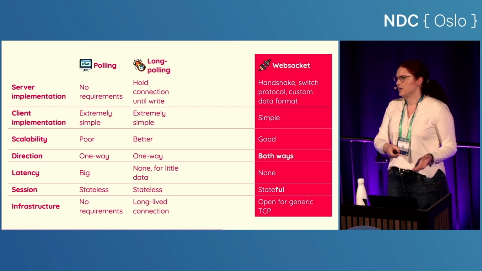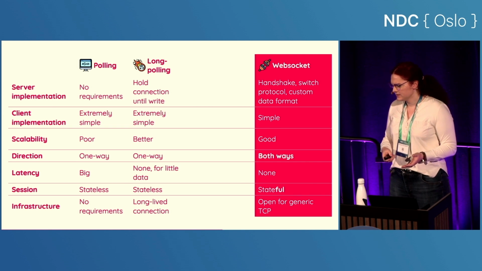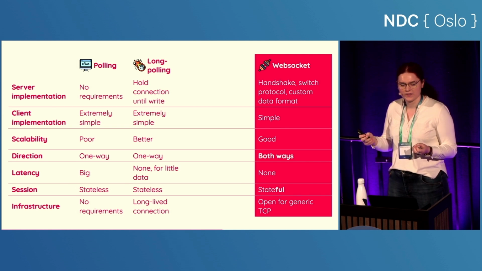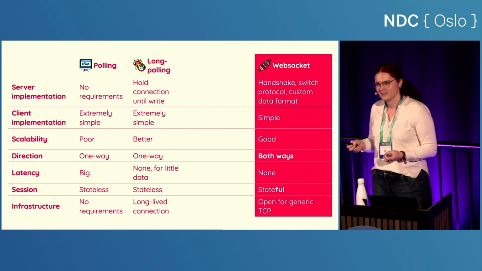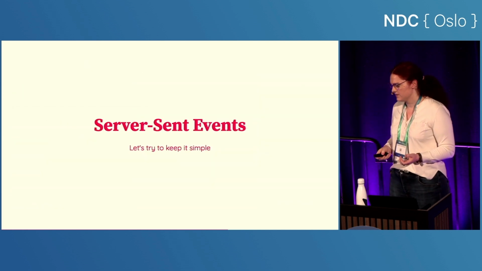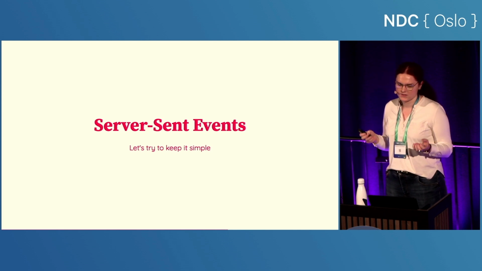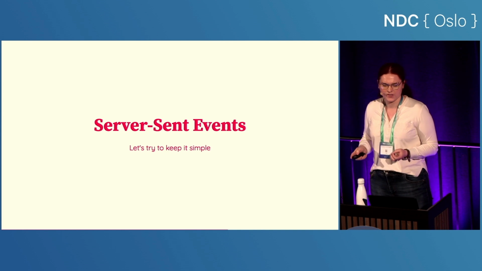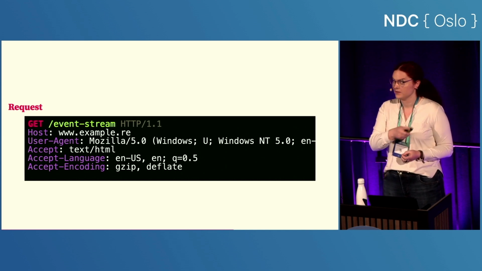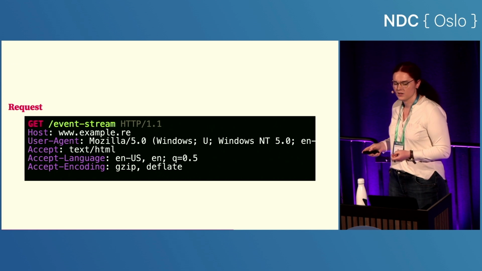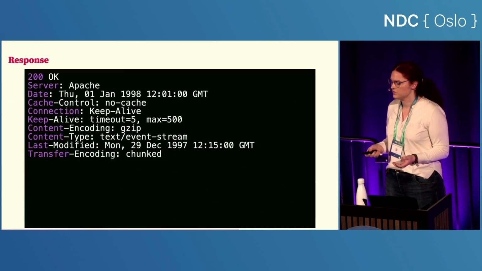We see that there's a gap here in this table. And it feels like there should be something that's simpler to use, but gives you a lot of the same things. And this is where server-sent events come in. Let's try to just keep it simple. So let me show you what server-sent events are. You start out with the same GET request, where you ask for some data. The client doesn't have to specify anything, actually. But when you get to the response, this is what it'll look like.